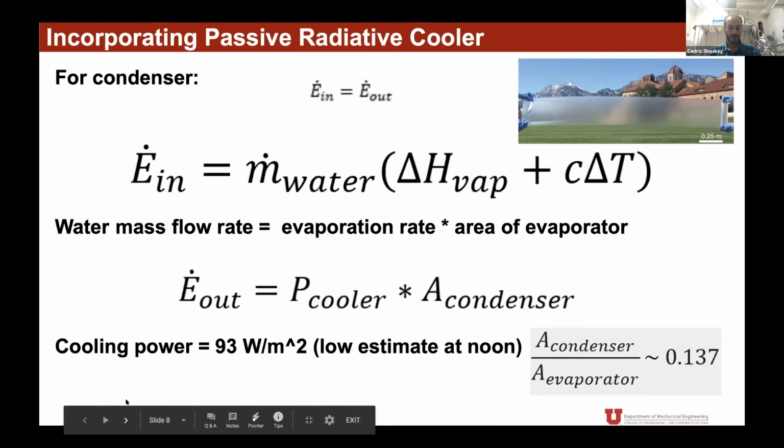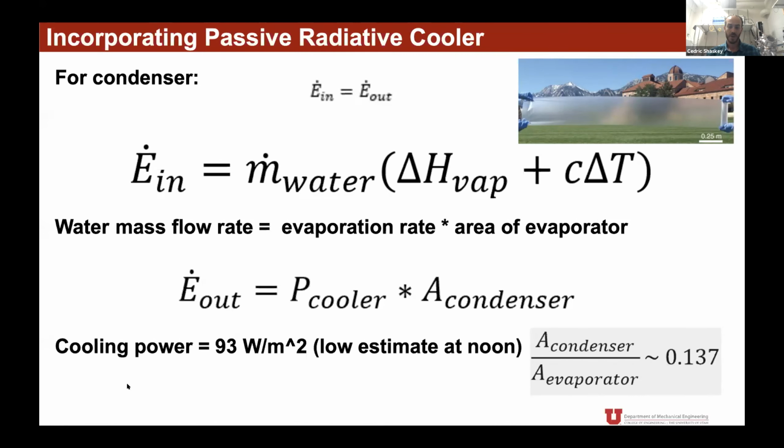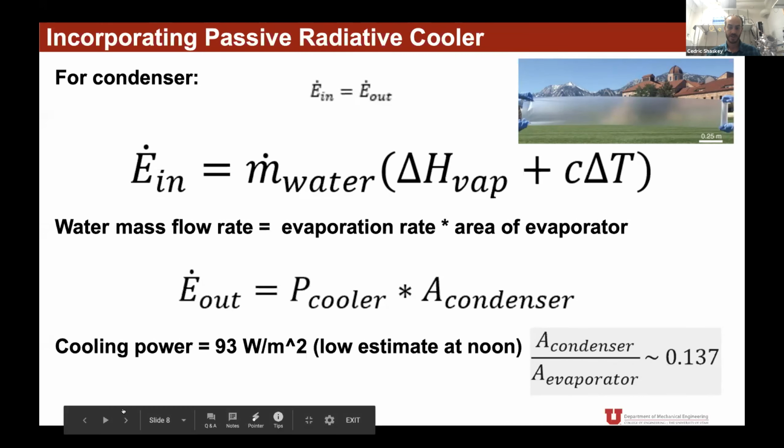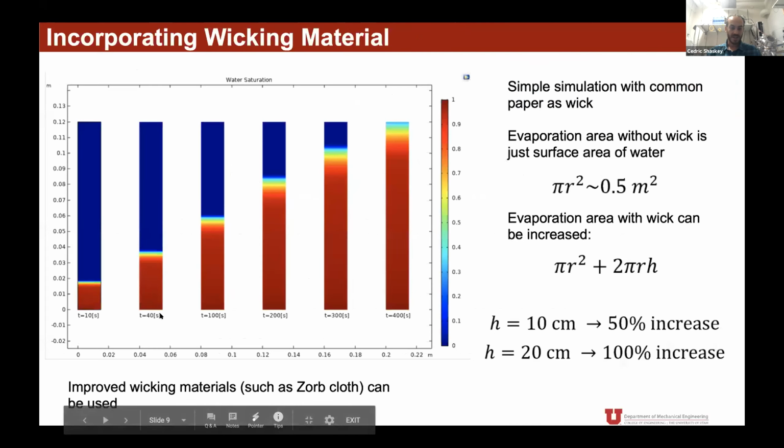And that's really a positive result that we found, because we want to have a large evaporation area and a low area footprint for our condenser. So only about 14% is a good result. So moving on to the next technology we also want to incorporate in our design is a wicking material.